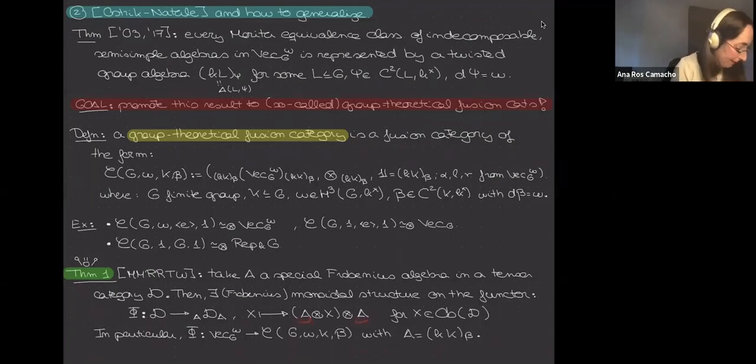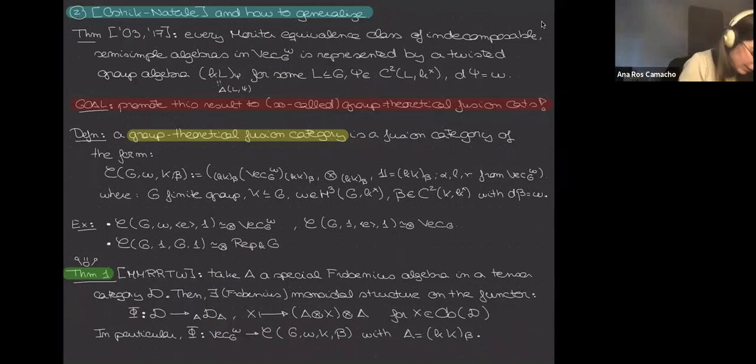In particular, this is in a way some kind of generalization of the functor we are after. Because if you take D to be Vec G omega, then the target category is going to be our group theoretical fusion category, where we're taking again A to be this twisted group algebra. Okay, so we have a way of jumping between these two.